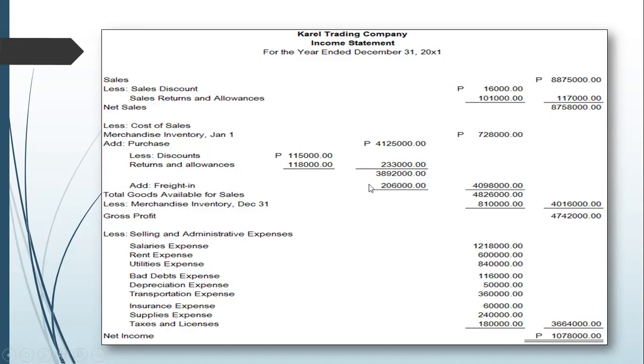Okay? So, hindi pa yan natatapos dahil meron pa tayong freight in or yung transportation cost or delivery charge kung tawagin. So, 206,000 daw po yung freight in. So, ipag-a-add nyo po yan. Tama ba? Tama yan. I-a-add nyo po. Okay? So, ang total po niyan ay 4,098,000. Okay? 4,098,000. So, after that, ililess nyo po siya sa cost of sales na 728,000. Okay? So, ililess nyo po siya, 728,000 less 4,098,000. Ay, sorry.